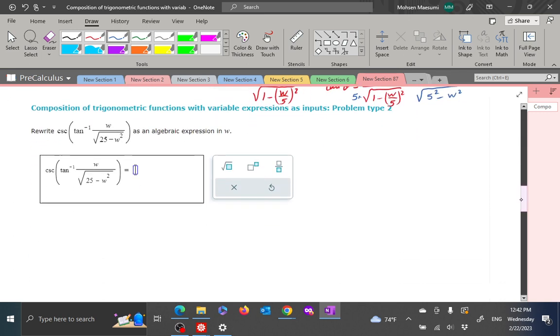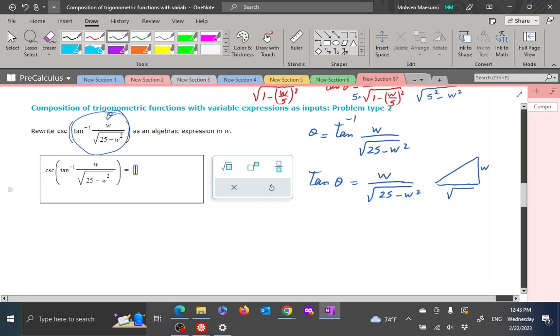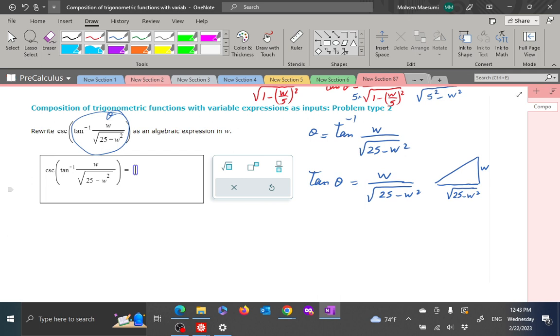Let's do another one. Tangent inverse of, so again this whole thing is the angle theta. Theta is tangent inverse of w over the square root of 25 minus w squared. Well, that means tangent of theta is this fraction. So tangent is supposed to be ratio of the opposite to adjacent, and the most comfortable setting is to just take the opposite to be w and the adjacent to be the square root of 25 minus w squared. If you square these two and add them up and take the square root, you see that the hypotenuse becomes 5.